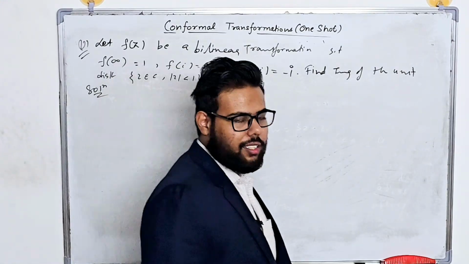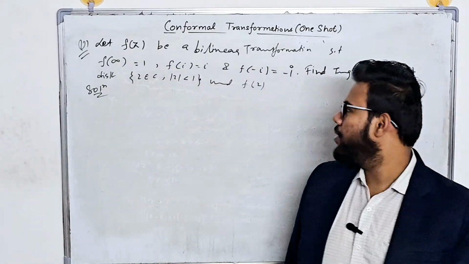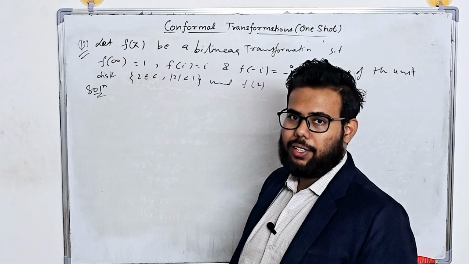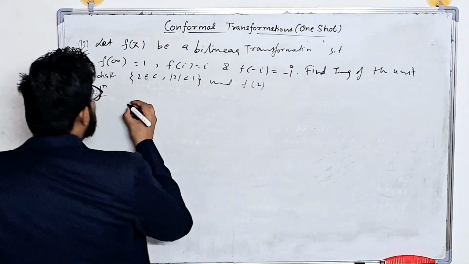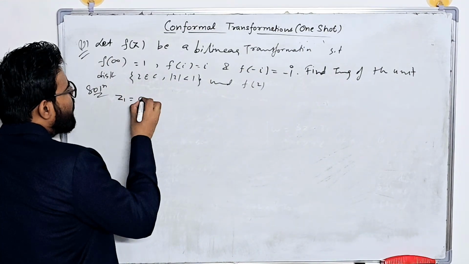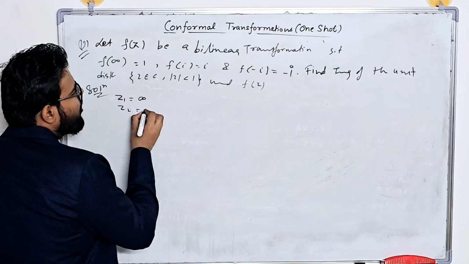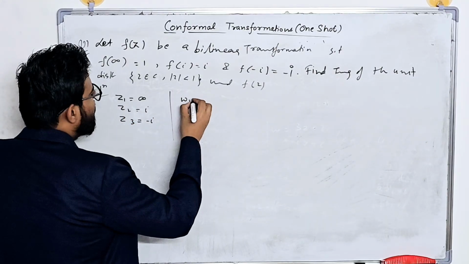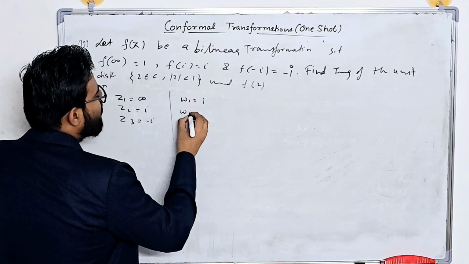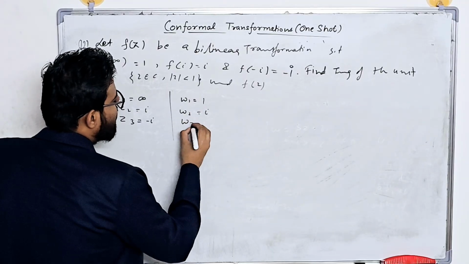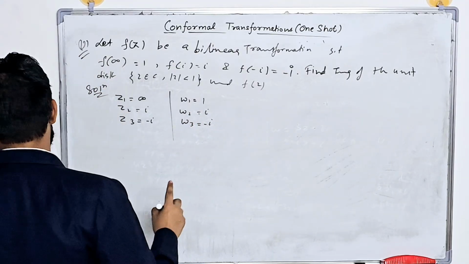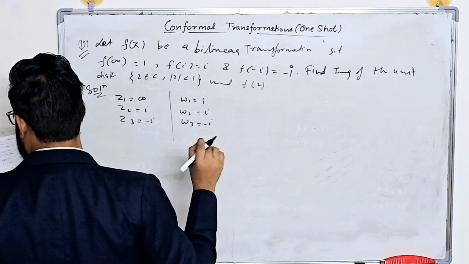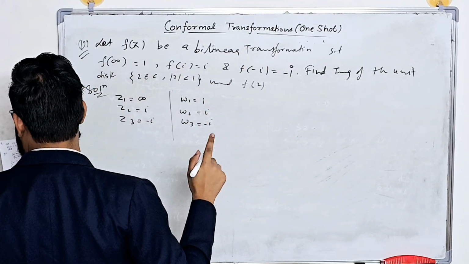Okay, so now this is a tricky question because there's something interesting involved over here, and we have a point infinity. So basically z1 is equal to infinity, z2 is equal to i, z3 is equal to -i, right? w1 is equal to 1, w2 is equal to i, w3 is equal to -i. Let me recheck the question, whether the values are correct or not. Okay, this is i and this is also i.